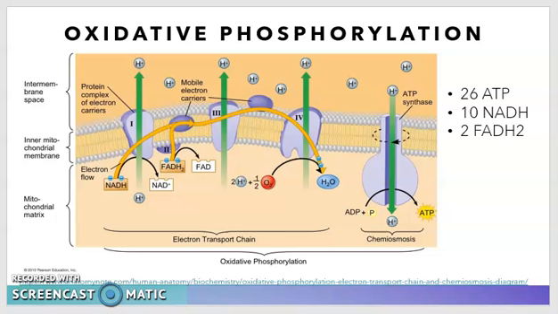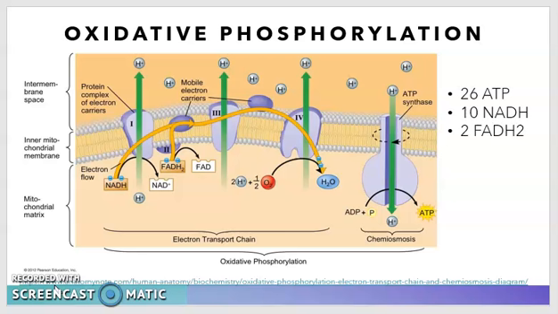The NADH and FADH2 made in other steps deposit their electrons in the electron transport chain, turning back into their empty forms, NAD+ and FAD. As electrons move down the chain, energy is released and used to pump protons out of the matrix, forming a gradient, and protons flow back into the matrix through an enzyme called ATP synthase, making ATP. At the end of the electron transport chain, oxygen accepts electrons and takes up protons to form water.